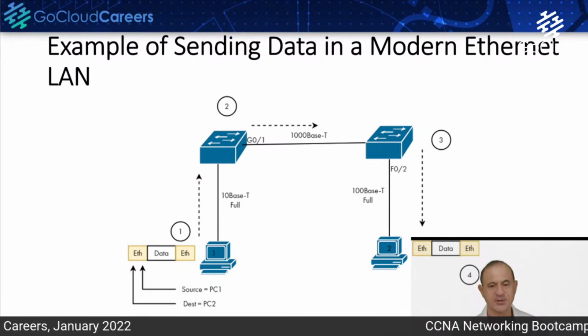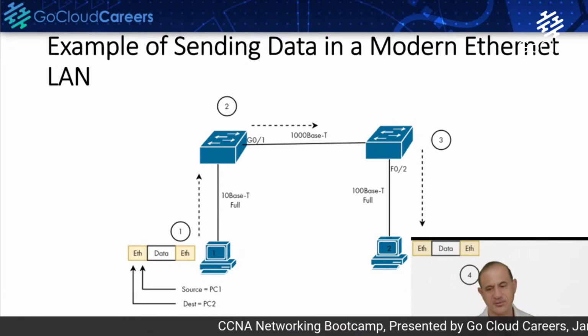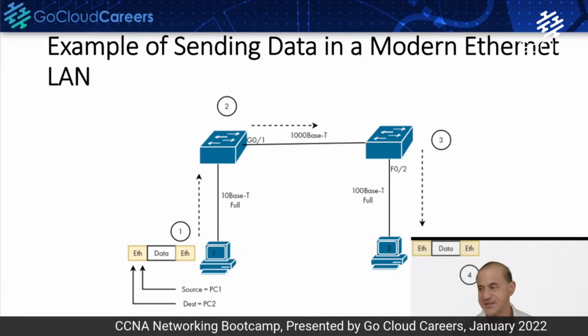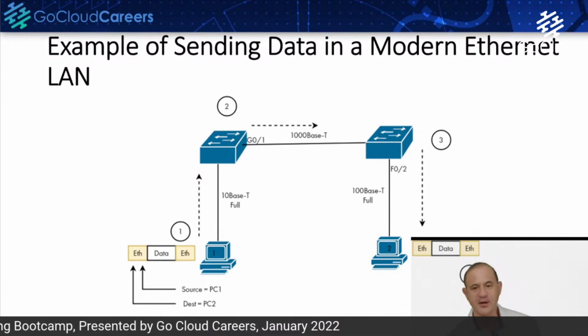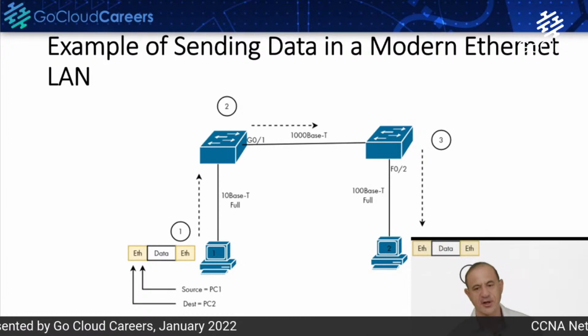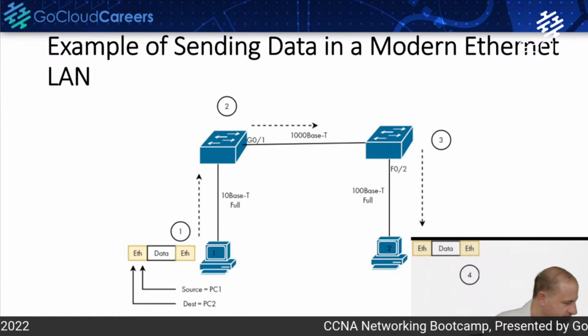So data gets to switch 1, floods out of everywhere, floods out of switch 2 to computer 3. Computer 3 says, I have this MAC address. Switch 3 puts it in the routing table, or the MAC address table. They call it a content addressable memory, or CAM table, so it knows which port to send it to. So what does it look like?